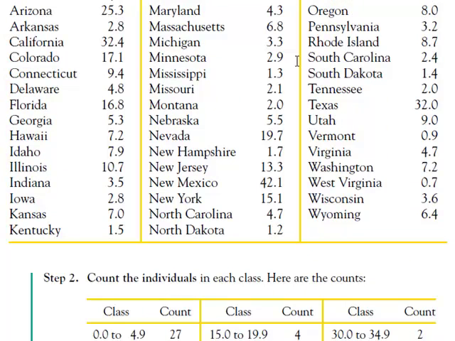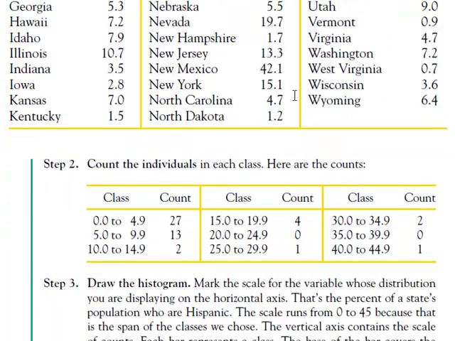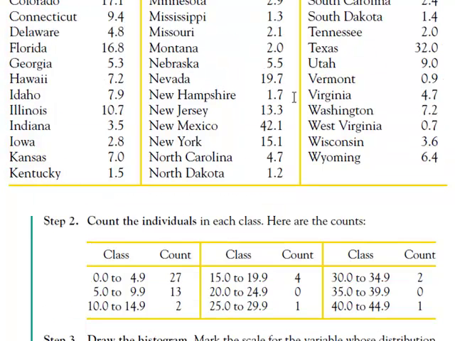They have the data here, table 1.1, and step 2, they count the individuals in each class. So what does that mean? Again, the variable is the percent, and what they're going to do is bin the variable. So they're going to talk about 0 to 4.9%, 5.0 to 9.9%, right, you can see that here, 10.0 to 14.9%.